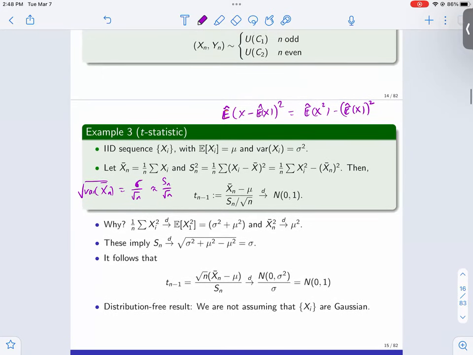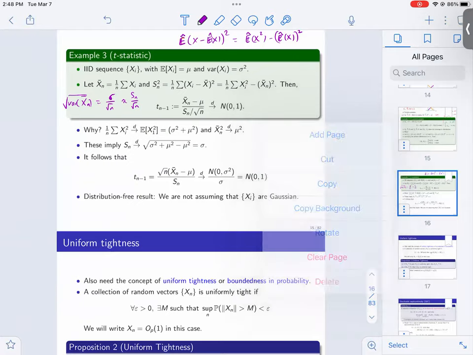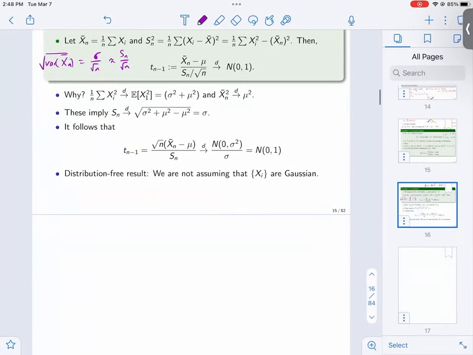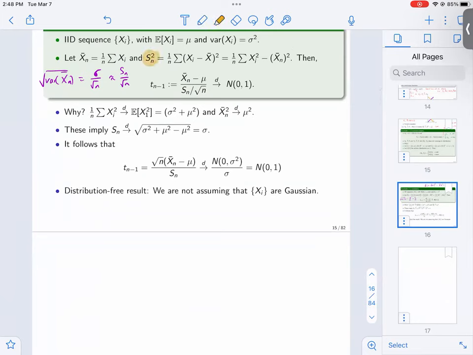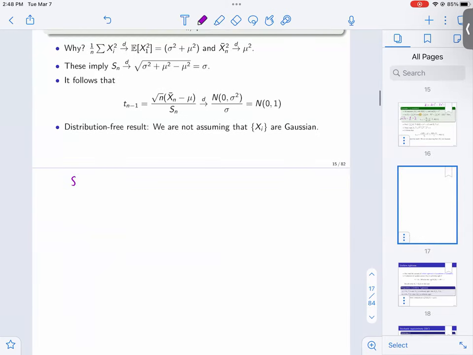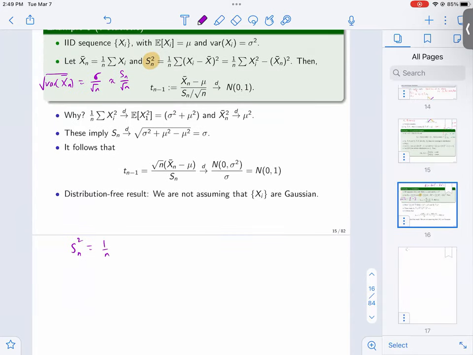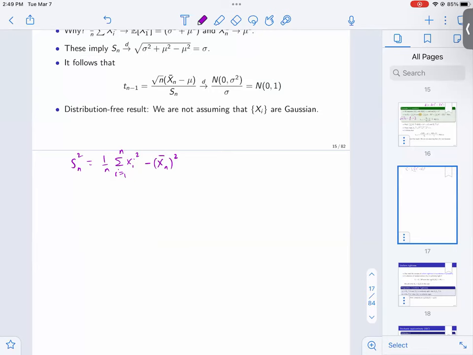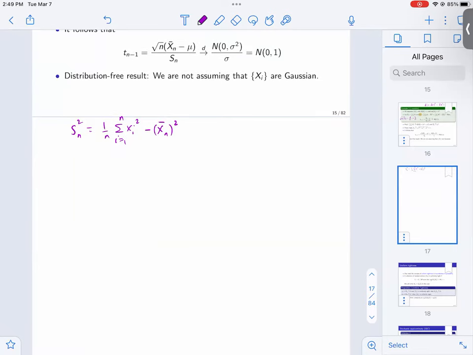So how do we show this? Let's use the techniques or the properties that we described. The first thing to note: I'm going to look at this and try to figure out what the limit is. I've written it in the alternative form: one over n, sum from i equals one to n, of xi squared, minus x bar squared. Can I conclude that this converges to a limit? Does this have a limit?